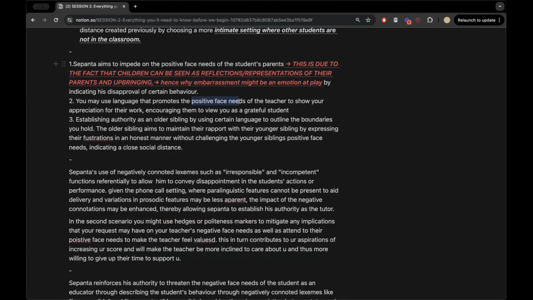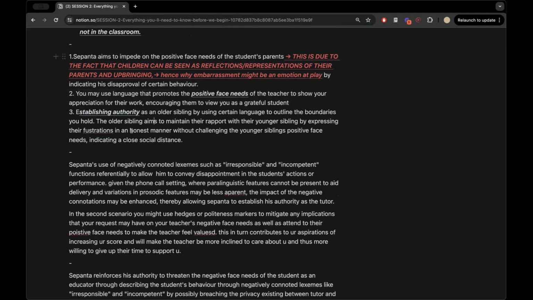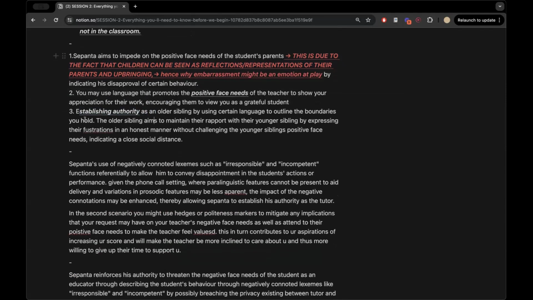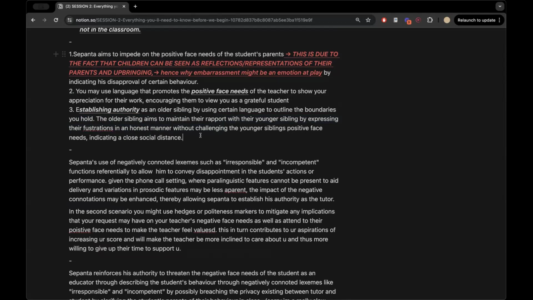Nice. And you've got word for word study design, and then you've elaborated. Good. Establishing authority as an older sibling. Nice. By using certain language to outline the boundaries you hold, the older sibling aims to maintain by expressing their frustrations in an honest manner. Really good. Now, just imagine if we added some linguistic examples in the midst here.